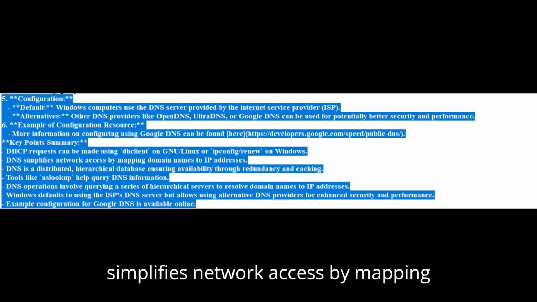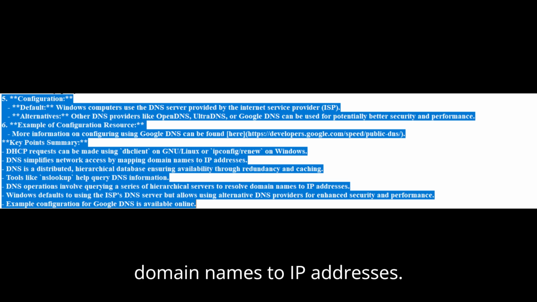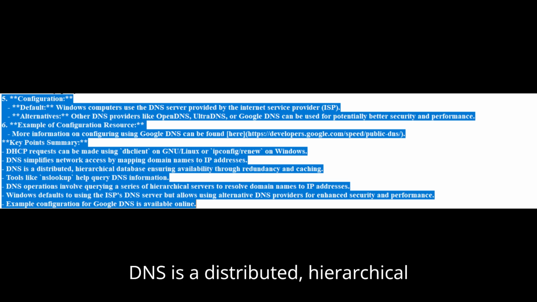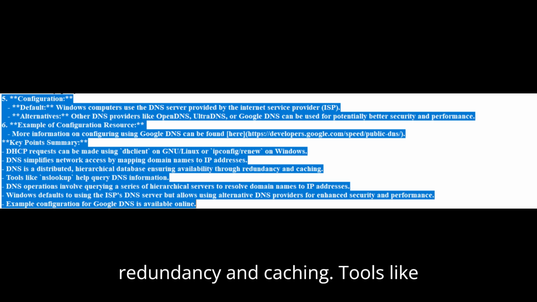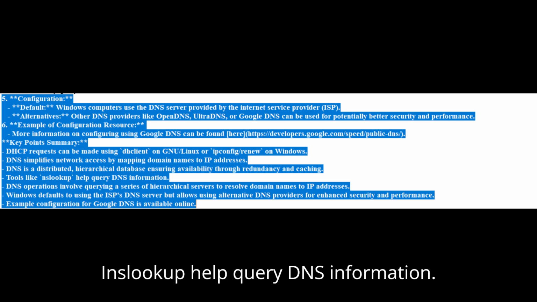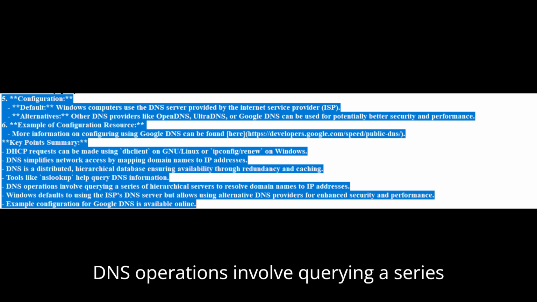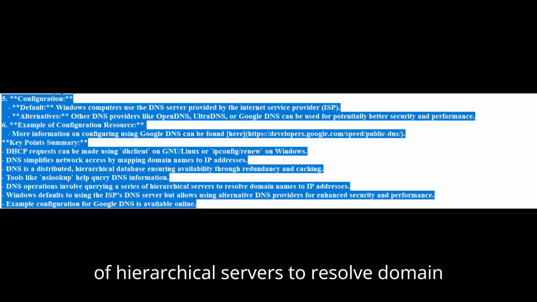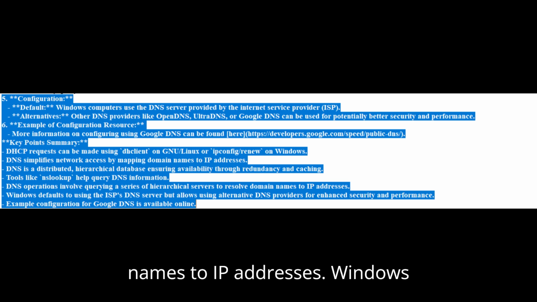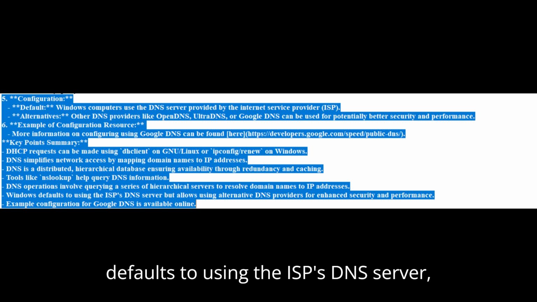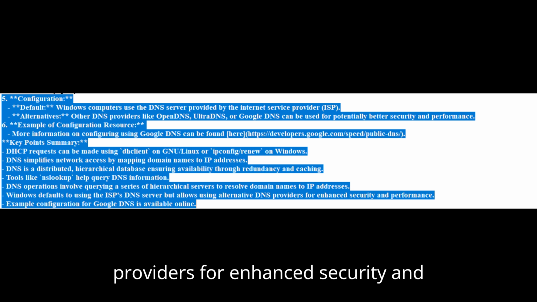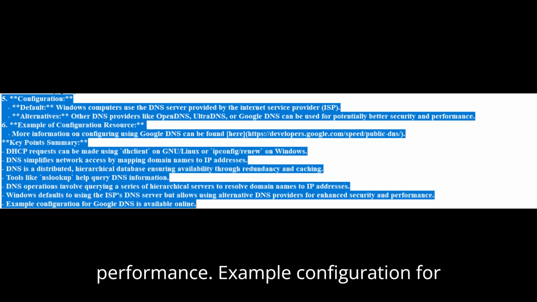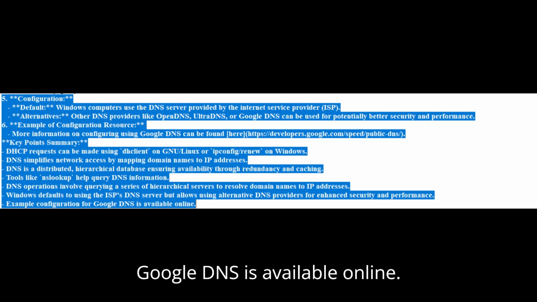Key point summary. DHCP requests can be made using a client on GNU/Linux or IP protocol configuration/renew on Windows. DNS simplifies network access by mapping domain names to IP addresses. DNS is a distributed, hierarchical database ensuring availability through redundancy and caching. Tools like NSLookup help query DNS information. DNS operations involve querying a series of hierarchical servers to resolve domain names to IP addresses. Windows defaults to using the ISP's DNS server, but allows using alternative DNS providers for enhanced security and performance. Example configuration for Google DNS is available online.